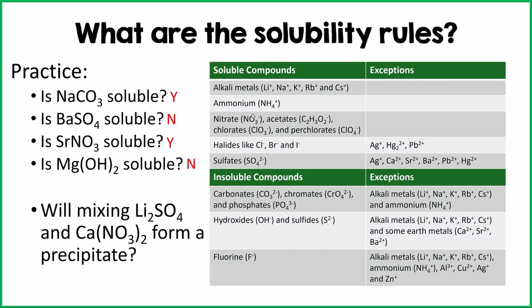Lithium nitrate here is a soluble compound, no exceptions, so that one would be soluble. Calcium sulfate, here are sulfates, so that's soluble, except calcium is here, so that will not be a soluble compound. So yes, it will form a precipitate because the products here will be aqueous lithium nitrate and solid calcium sulfate.